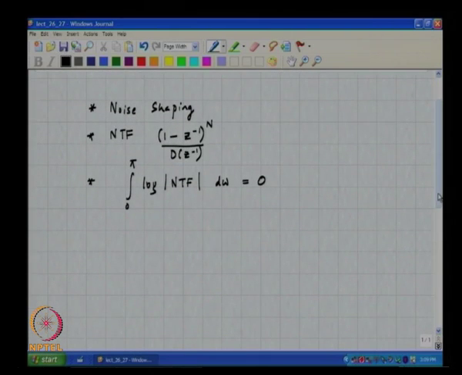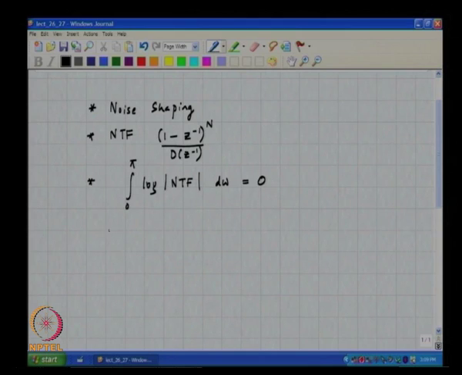Then we saw how one can systematically design the noise transfer function. We start with a high pass filter prototype, then realize that a high pass filter transfer function whose gain in the pass band is 1 can clearly not be a noise transfer function. Then we said, okay, it is just a matter of simply normalizing the coefficient such that the noise transfer function evaluated at z equal to infinity is 1, corresponding to the first sample of the noise transfer function being equal to 1.